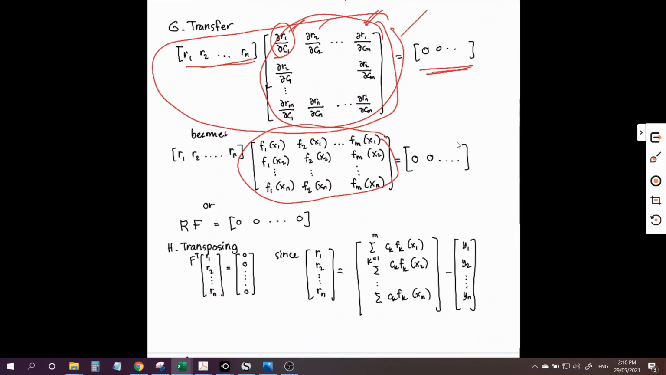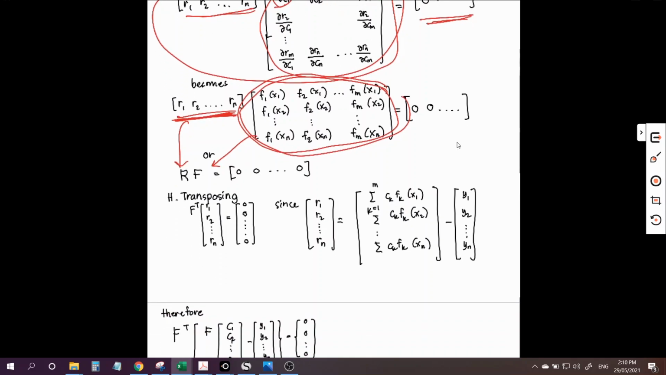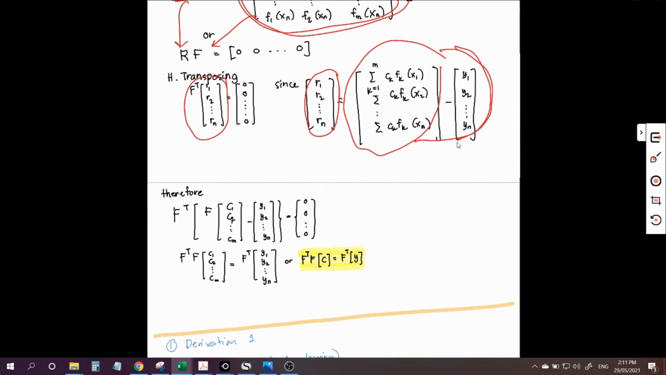Okay. Now let's name this row matrix or row vector as R, and let's name this as F matrix. Okay. And transposing. So if you transpose these two matrices, they will interchange, right? So we have this, they interchange, since R1 R2 column matrix is equal to this, we can rewrite that as F transpose.